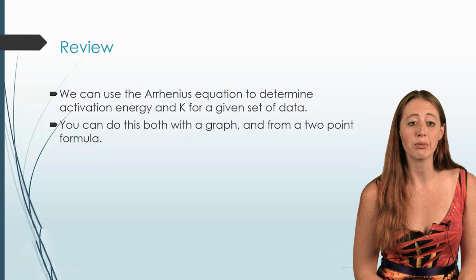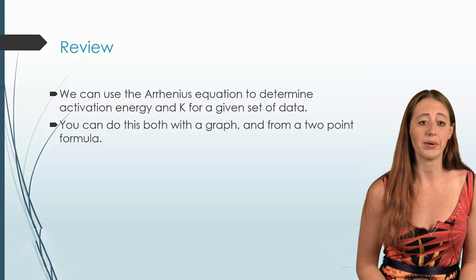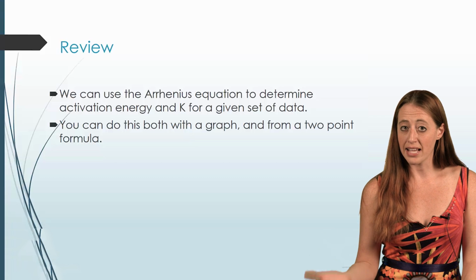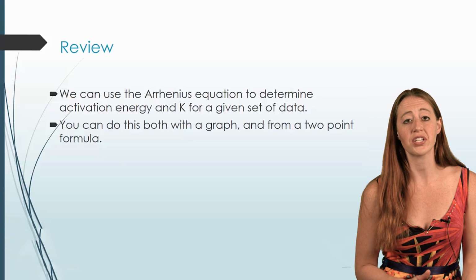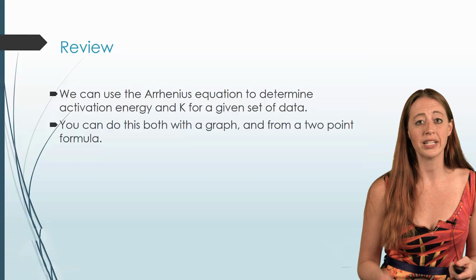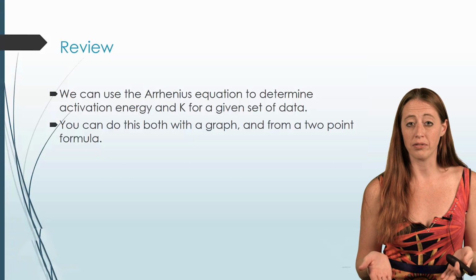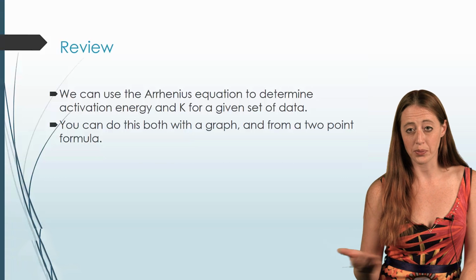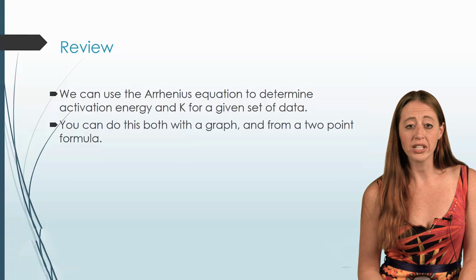So to quickly summarize what we did, we used the Arrhenius equation to determine the activation energy in kJ for a given set of data. As temperature changes, our reaction rate changes, and that means our K has to change as well. And the Arrhenius equation gives us a way of relating these two. We can do this with a graph, as we did earlier on, or we can do this from a 2-point formula.